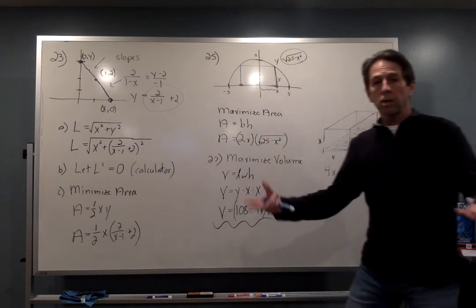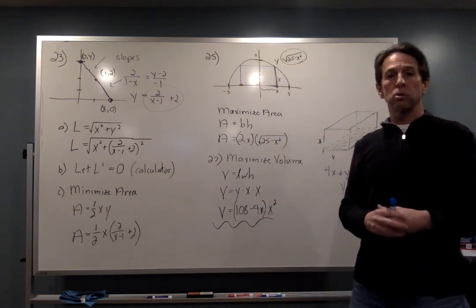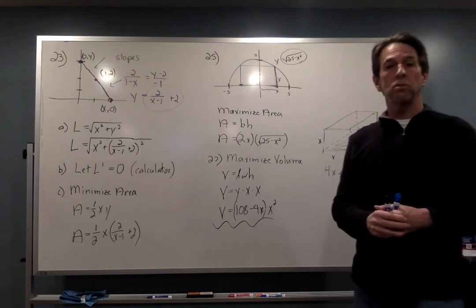So these are some solutions, or at least kind of scaffolding of what the solution could look like for 23, 25, and 27 from section 4.8.